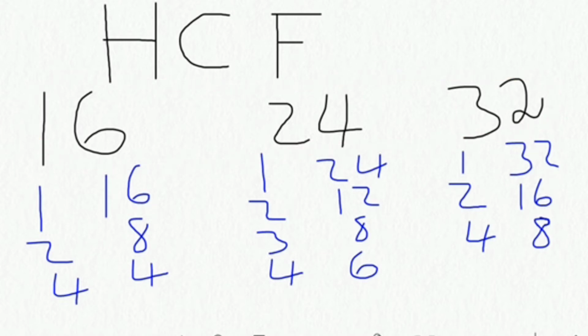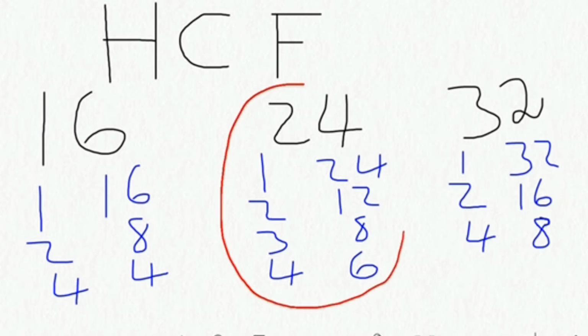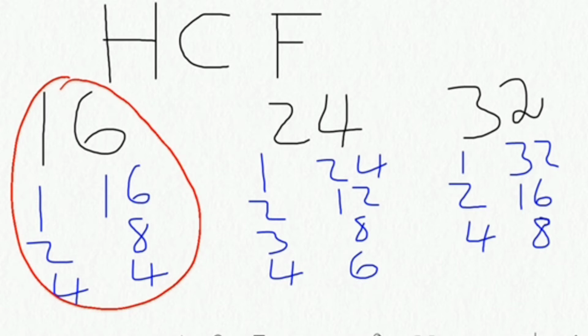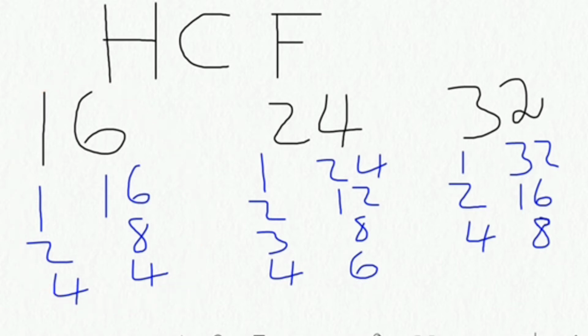What about 3? Do we have 3? 3 is not a factor of 16. It's not a factor of 16. 3 is not a factor of 32. Can you see 3 here? No. 3 is only here under 24, but it's not here. So 3 is not a common factor of 16, 24, and 32 because it's only a factor of 24.